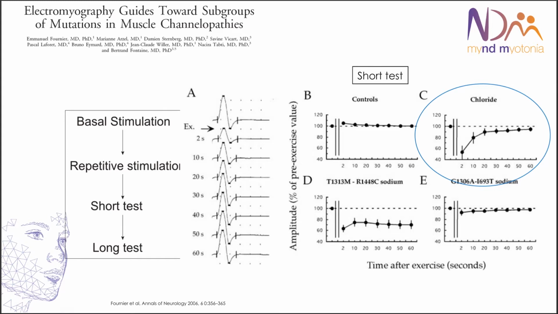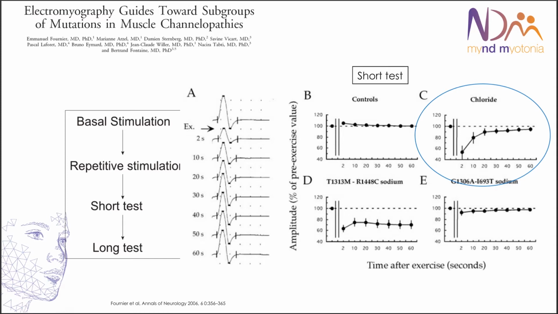Then we perform the short test. In the short test, we ask the patient to do that exercise that I just showed you for 10 seconds. And after the 10 seconds, we stimulate the nerve immediately. So this is what you see here, 2 seconds, and then at 10, 20, 30, 40, 50, and 60 seconds, so during 1 minute. And we are going to study the changes that can happen in the amplitude of the motor action potential. Any change, either an increase or a decrease in the action potential, that is higher than 20% with respect to the baseline is considered significant.